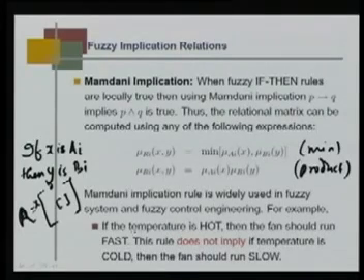In this, if the temperature is hot, then fan should run fast. This rule does not imply if temperature is cold, then fan should run slow. Each rule is independent, they are locally true, we cannot infer.